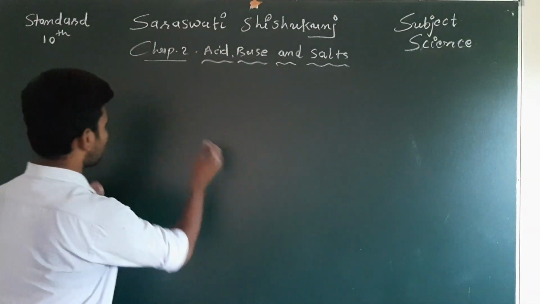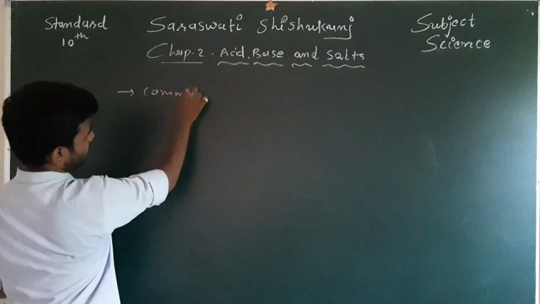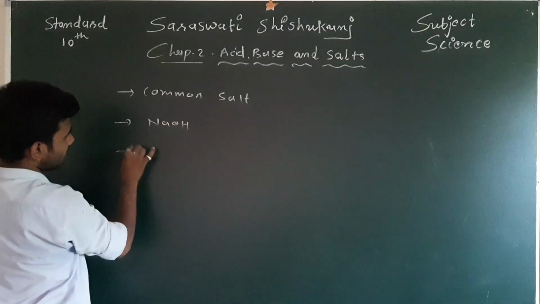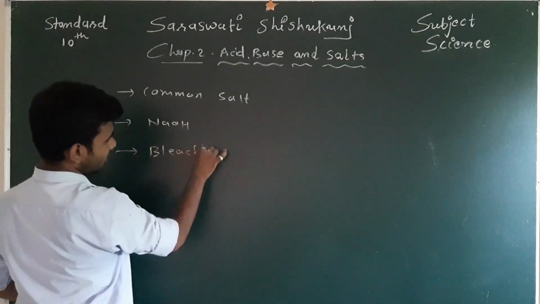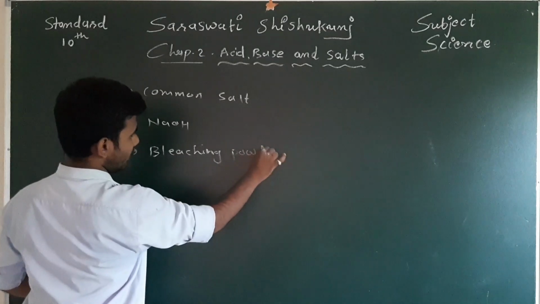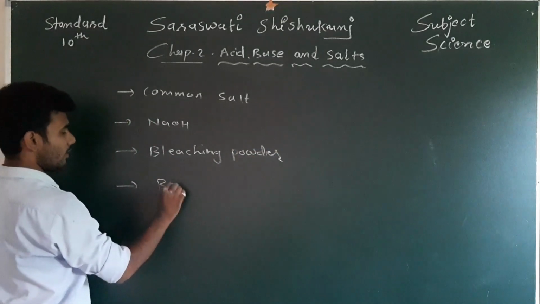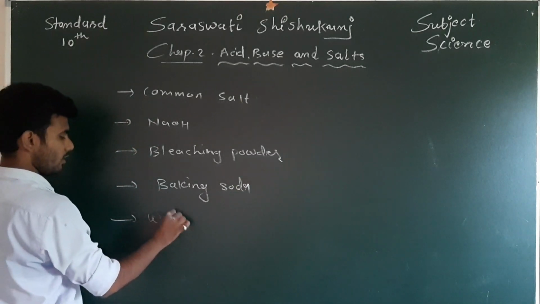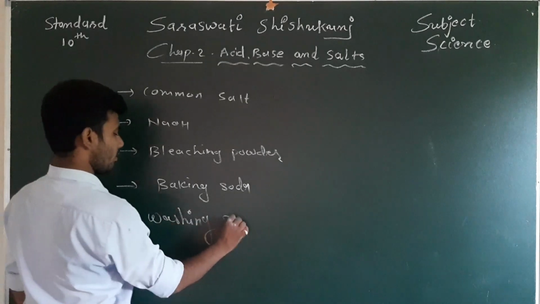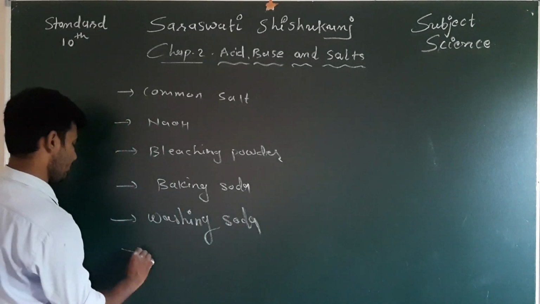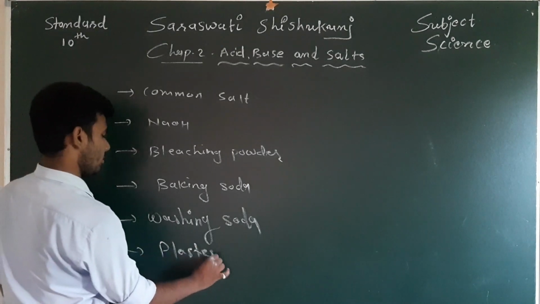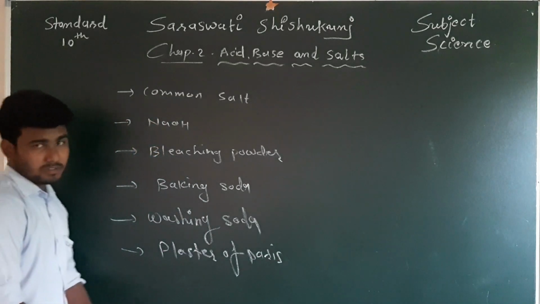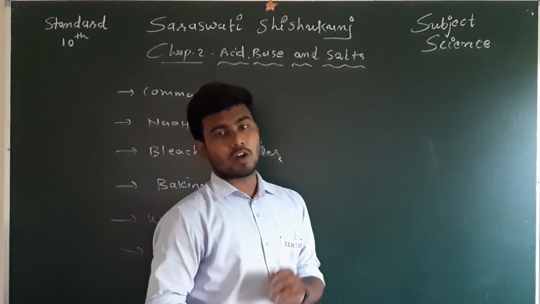Now we will study some of the important compounds like common salt, NaOH, bleaching powder, then baking soda, washing soda, plaster of Paris. And also we will talk about one topic, that is water of crystallization.